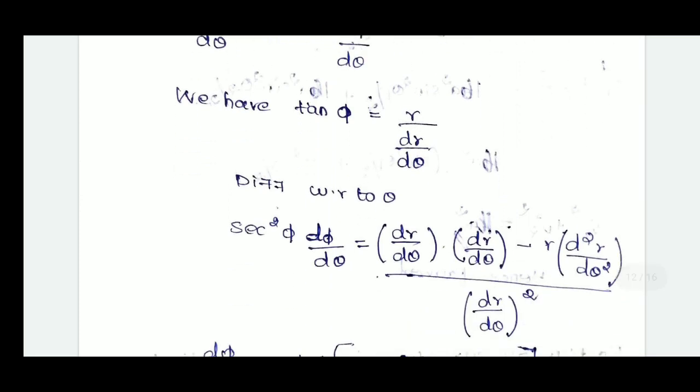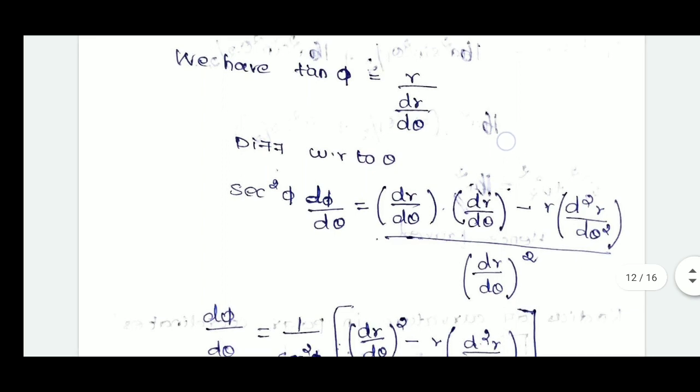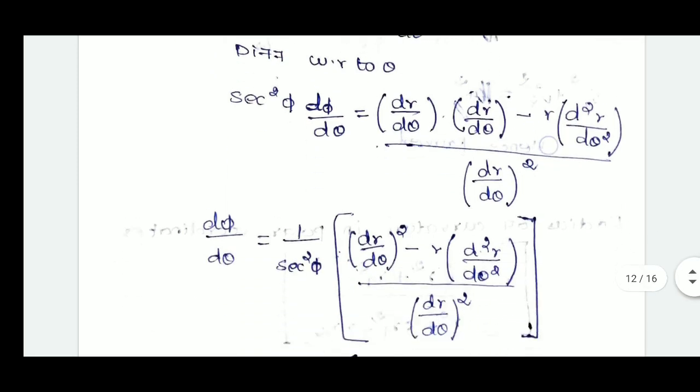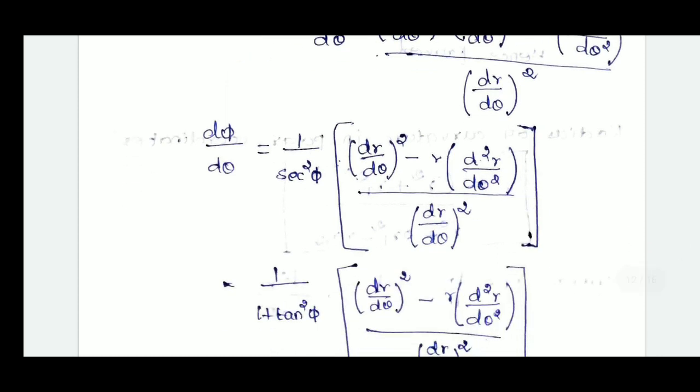Differentiating with respect to theta, the differentiation of tan phi is secant square phi d phi by d theta equal to the differentiation in u by v form: v into du, where instead of v we write dr by d theta, differentiation of u is dr by d theta, minus r into differentiation of v, d square r by d theta square, by v square, dr by d theta the whole square. So d phi by d theta equal to 1 by secant square phi, into dr by d theta the whole square minus r into d square r by d theta square, by dr by d theta the whole square.